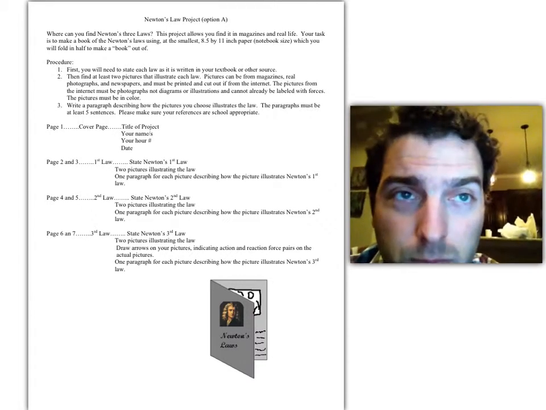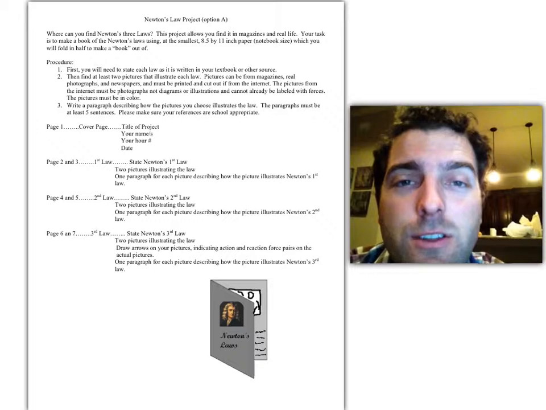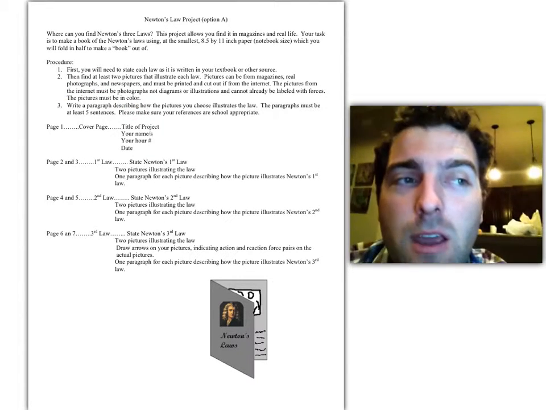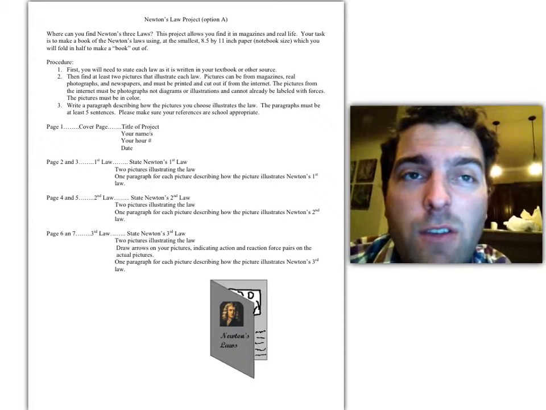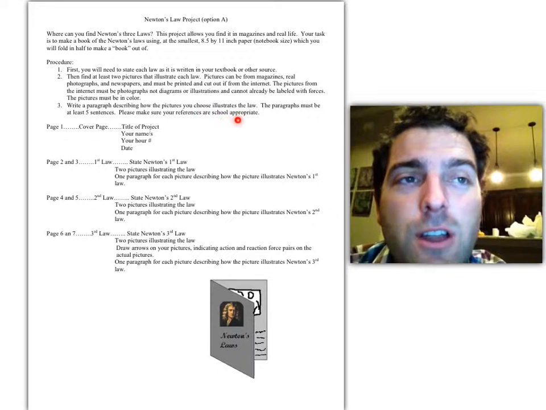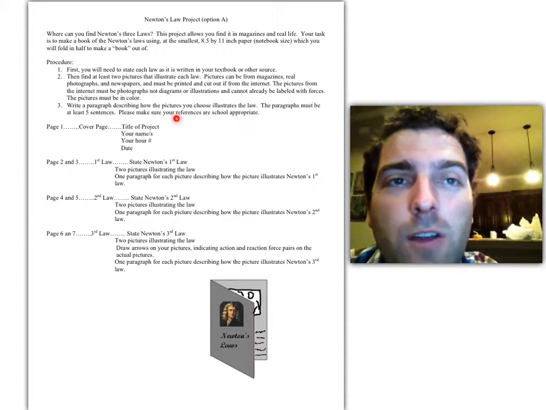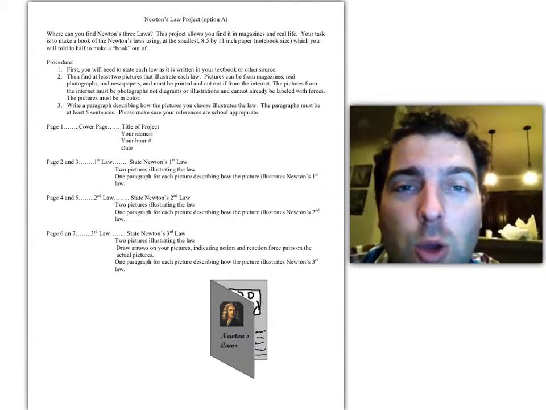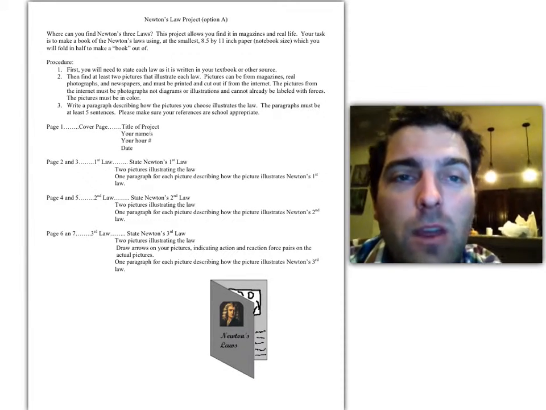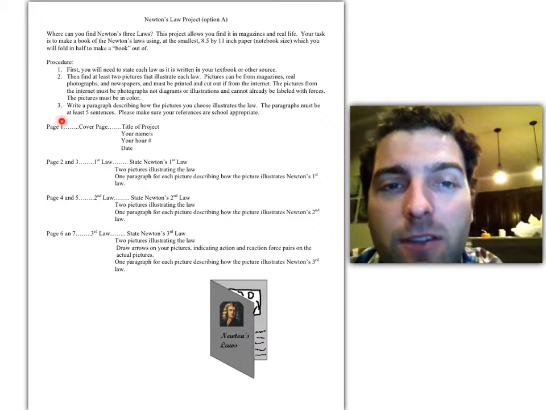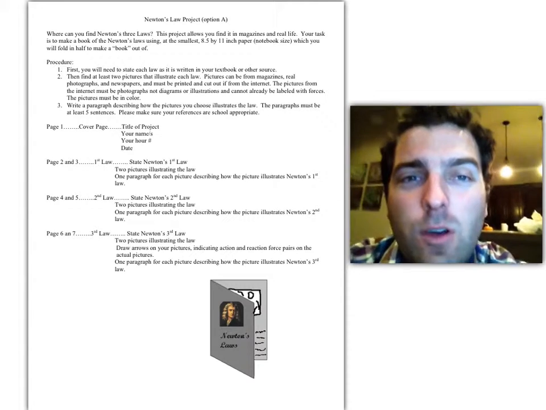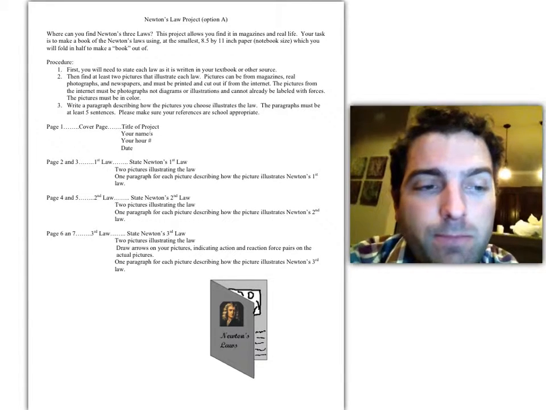Either way, they have to be in color, so make sure that they are. It's stated right there, because we want these to look good so I can display them, and that way you actually have a good product. Along with each one of these, you're going to write a paragraph describing how this picture illustrates the law. The paragraphs must be at least 5 sentences. So you are relating the picture to the actual law, and you're explaining how that goes with them. Altogether, your nice little booklet's going to have 7 pages: a cover page, and then 2 for each law. So that's your first option.